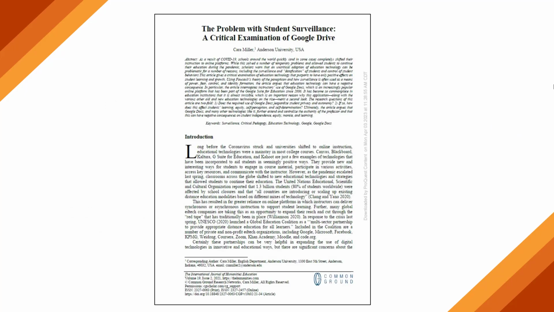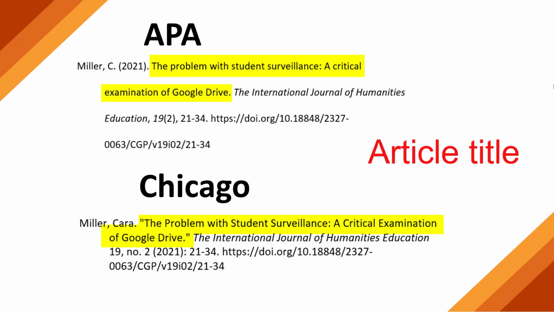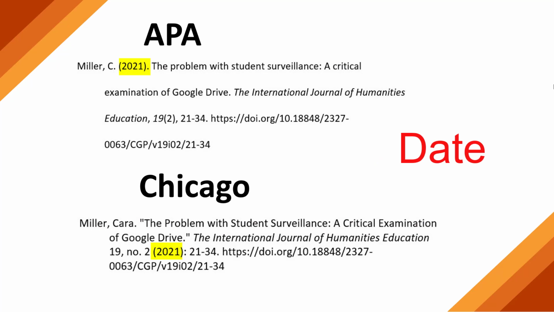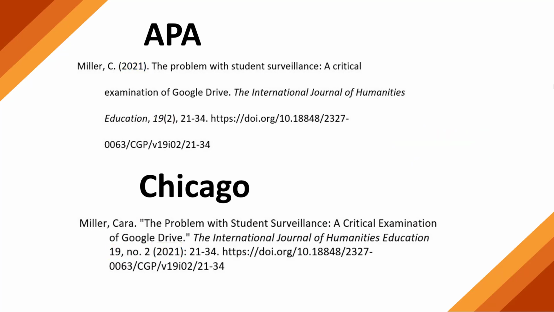Let's take a quick look at a journal article example. Here's what the entries look like. See if you can spot some of the differences. There's the formatting of the article title, the date, the volume and issue number. The content is really very similar, but it's formatted differently. Make sure you find a model to go by and follow it carefully.